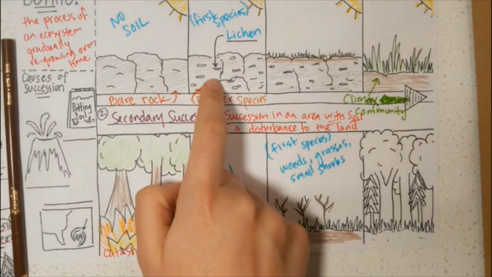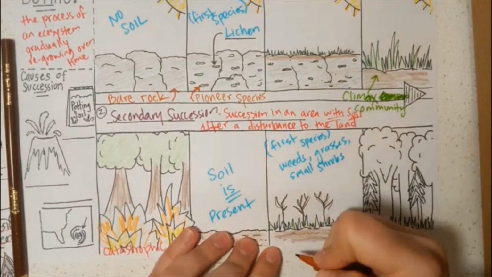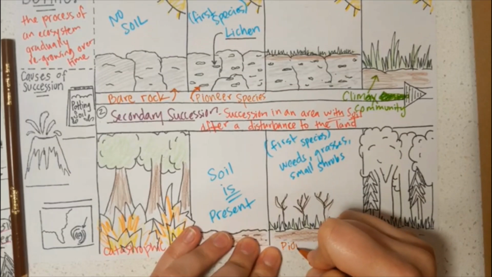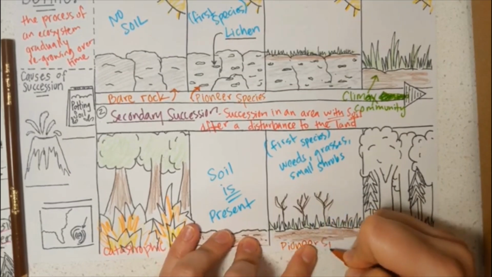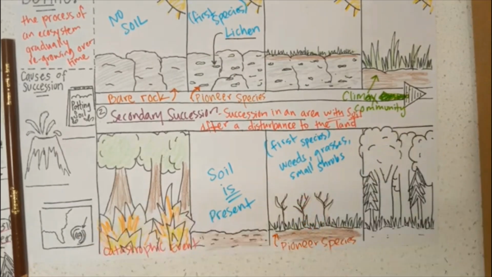So where lichen are our first species in primary succession, weeds, grasses, and small shrubs are our first species in secondary. So I'm going to write pioneer species down here to remind us that those will be our pioneer species because they can grow in that soil.